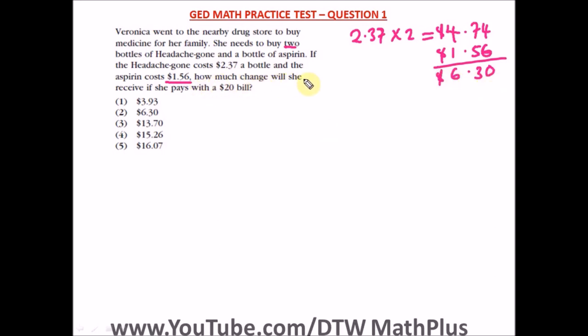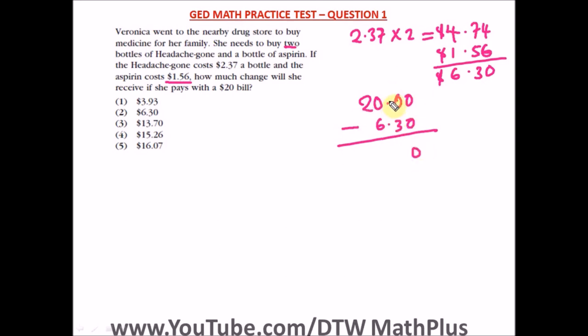So the question says, how much change will she receive if she pays a $20 bill? So we just have to subtract $6.30 from the $20 bill. Is that not it? So we have 20.00, then 6.30. Let's subtract this together, okay? We're supposed to use our calculators, but let's do this together, okay?